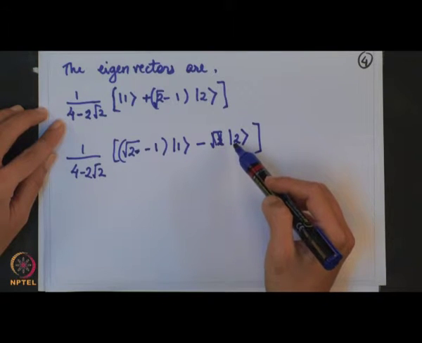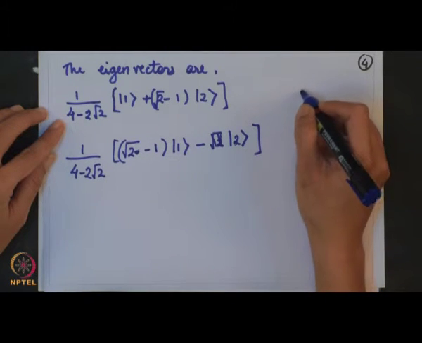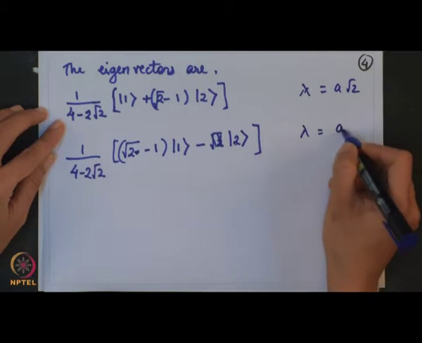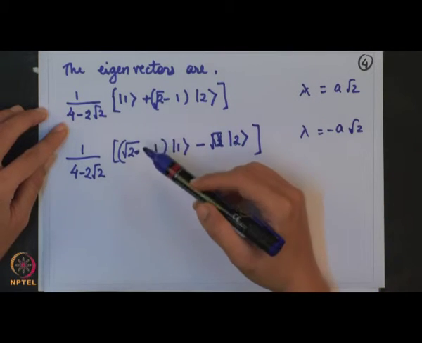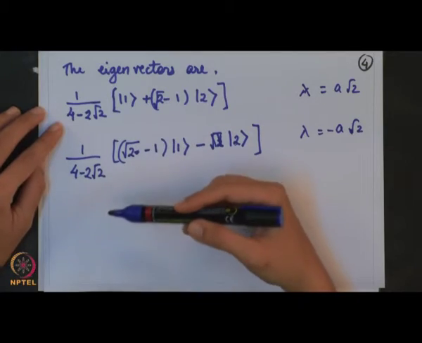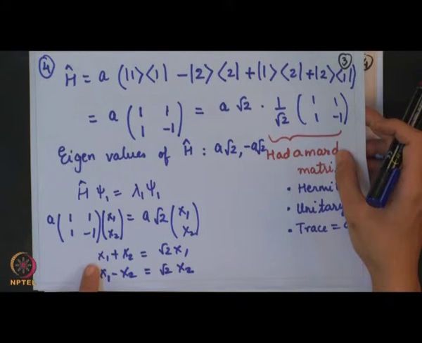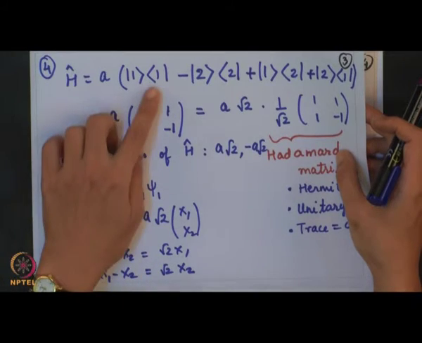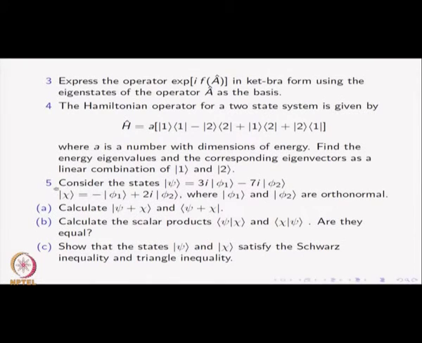So, these are the eigenvectors corresponding to the eigenvalues. The eigenvalue for this one was A root 2 and for this one it was minus A root 2. This you can easily check. Once you obtain the result from the previous part and simplify it, you will obtain an eigenvector. You rewrite it in terms of ket 1 and ket 2. Okay. Go through this problem 5.